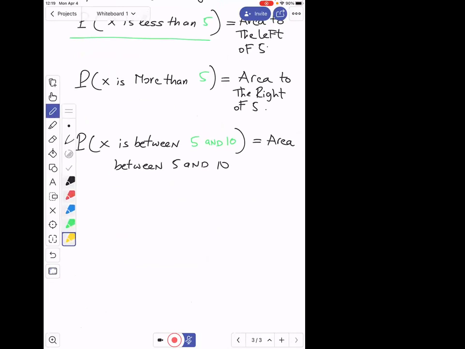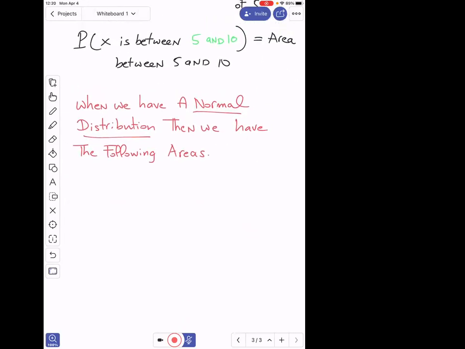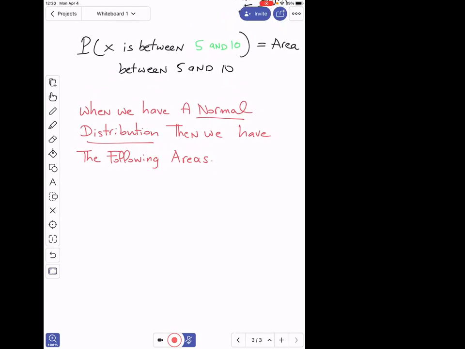So last week we said that whenever we have a normal distribution, then we have the following areas. The areas between your mean and the mean plus or minus some multiple of the standard deviation are actually known.